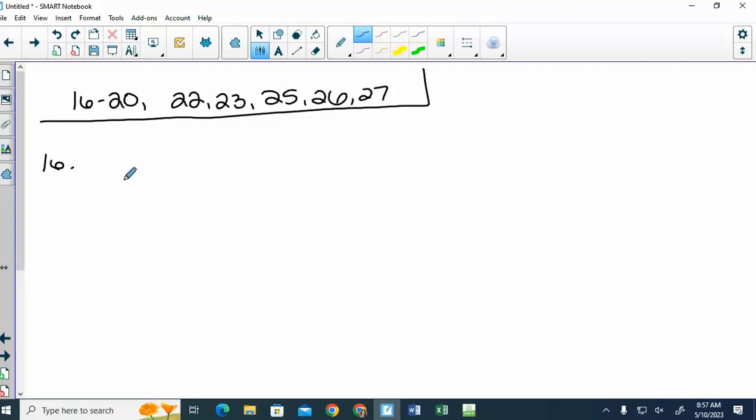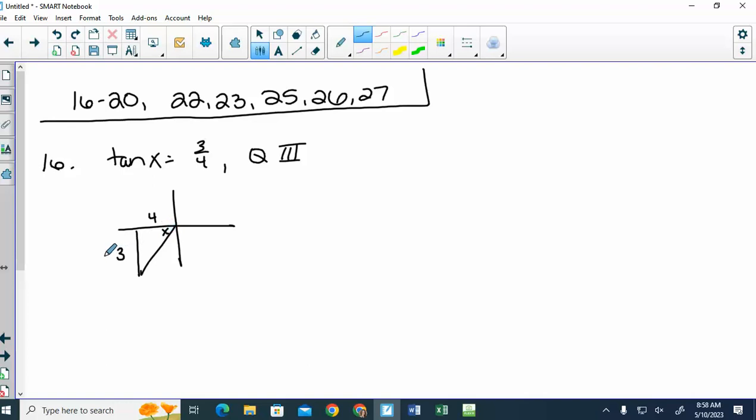Draw a triangle. We know tangent of x is 3/4 and that we are in quadrant 3. So if you draw a triangle in quadrant 3, we've talked about how your x is from the center here. Tangent is opposite over adjacent. But if you're in quadrant 3, what would have to be true about both of those numbers? Negative. They're both negative because you go back 4 and down 3.